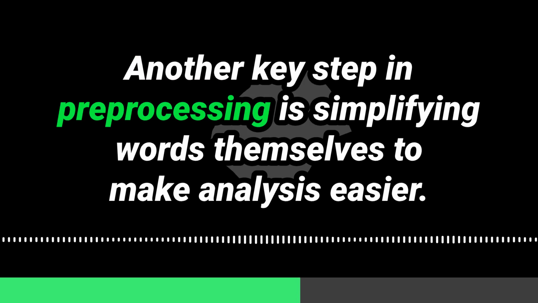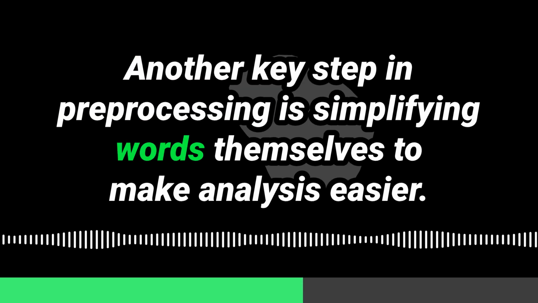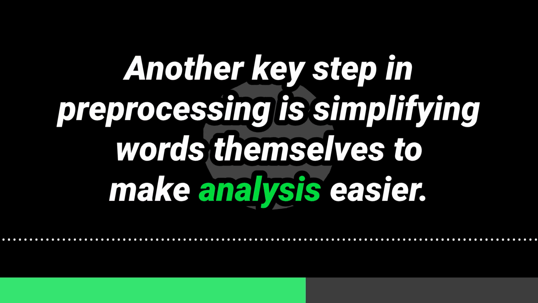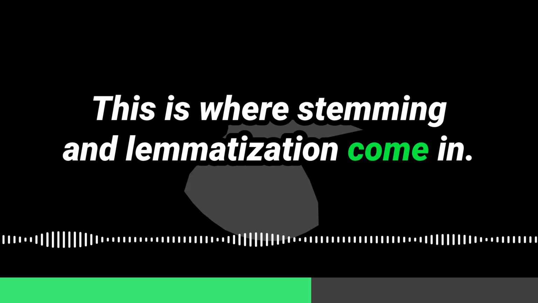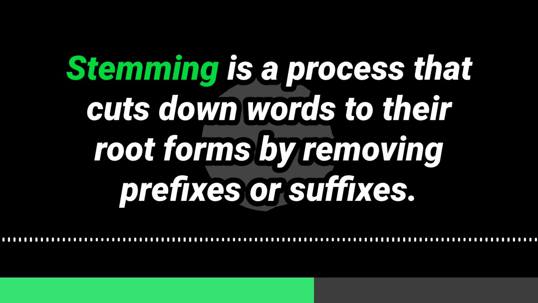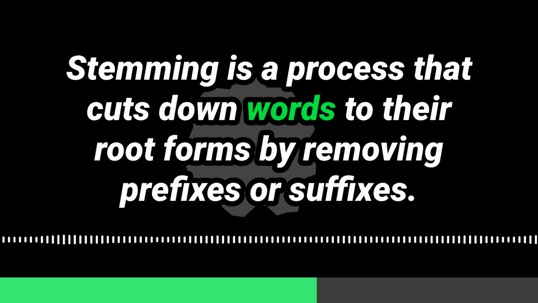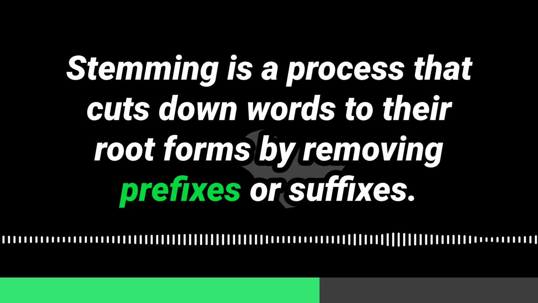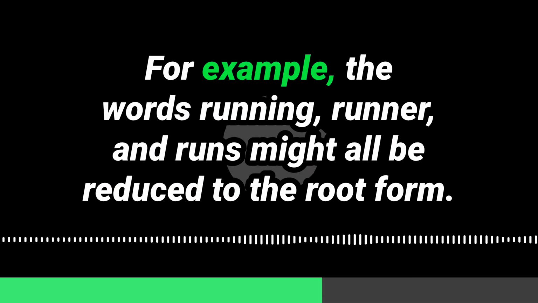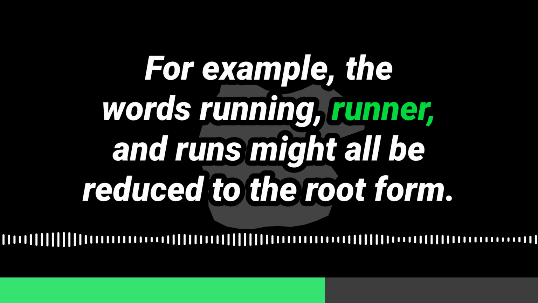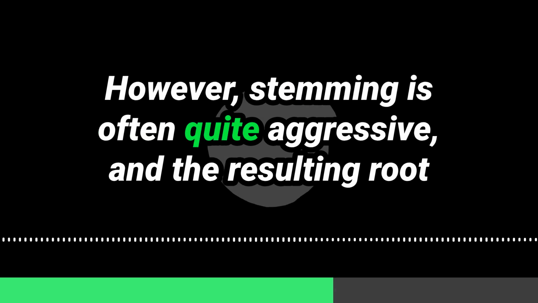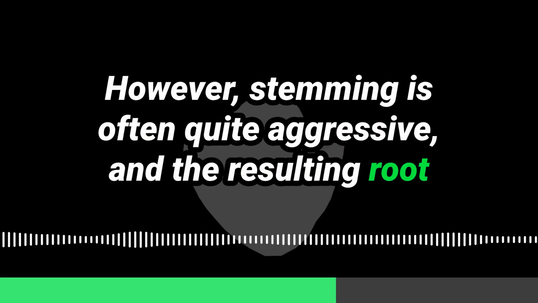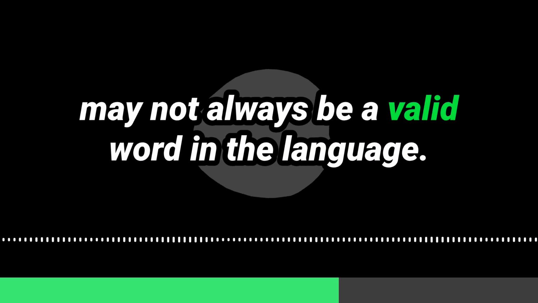Another key step in preprocessing is simplifying words themselves to make analysis easier. This is where stemming and lemmatization come in. Stemming is a process that cuts down words to their root forms by removing prefixes or suffixes. For example, the words running, runner, and runs might all be reduced to the root form run. However, stemming is often quite aggressive, and the resulting root may not always be a valid word in the language.